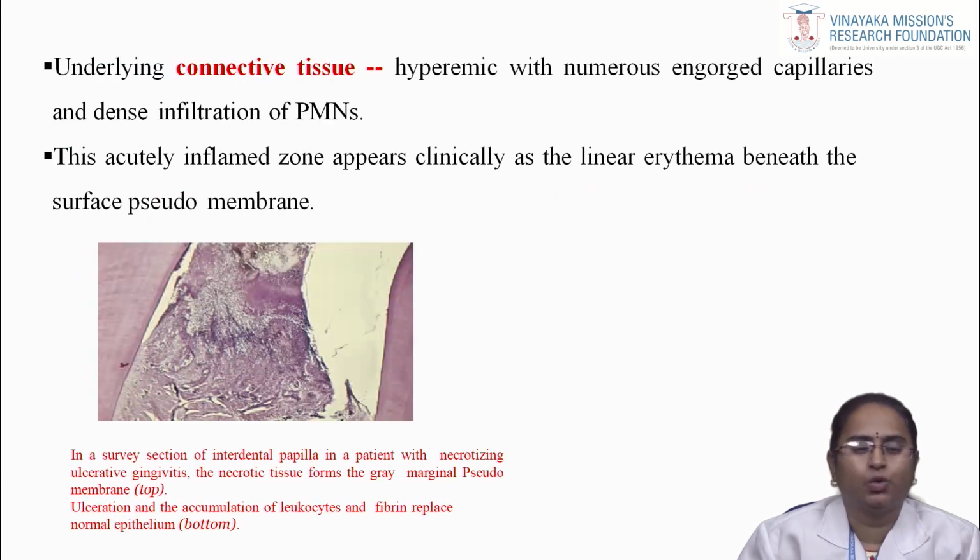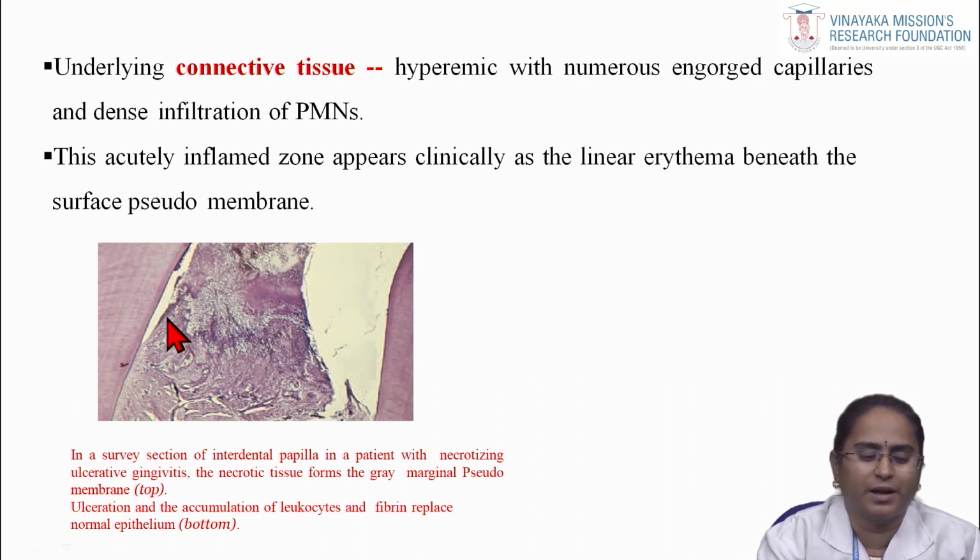Whereas coming to the connective tissue, it is hyperemic, that is inflamed, with numerous capillaries present and dense infiltration of polymorphonuclear cells. In the superficial connective tissue, there will be an abundant number of neutrophils. In the deeper connective tissue, other cells such as monocytes and plasma cells will also be seen. This acutely inflamed zone appears as linear erythema beneath the pseudomembrane. Here we can clearly distinguish between epithelium and connective tissue.